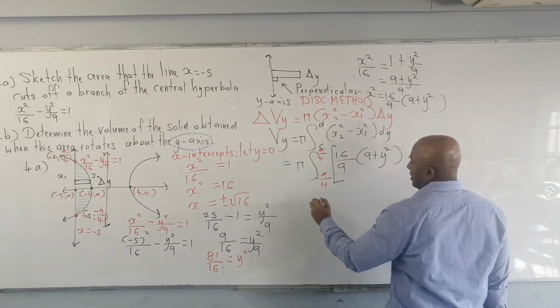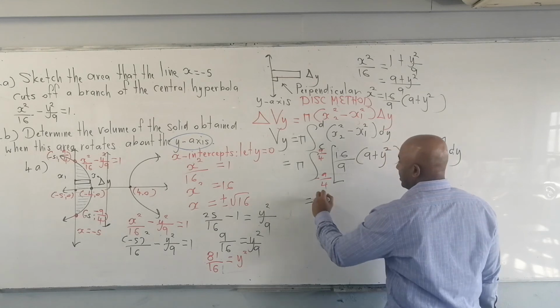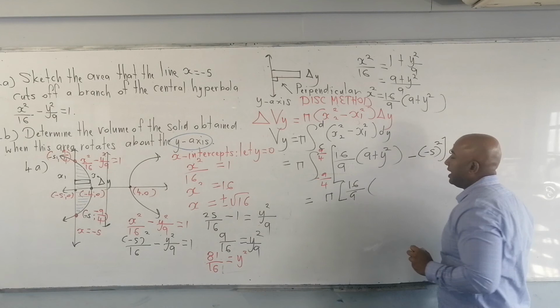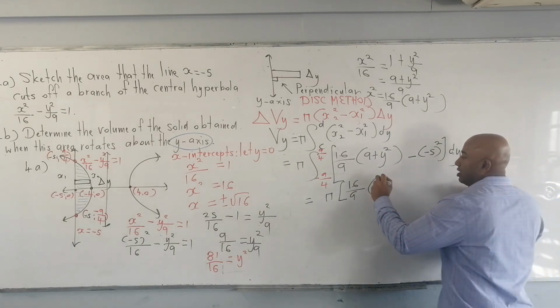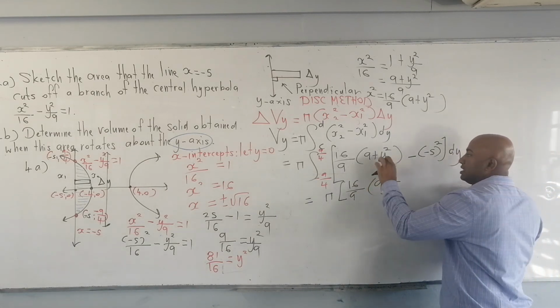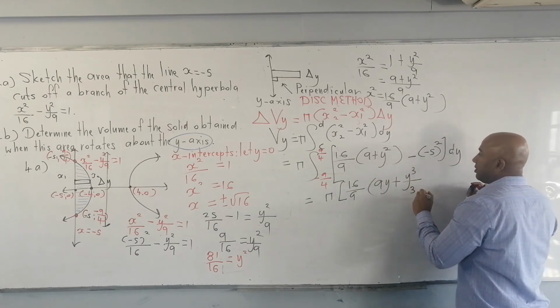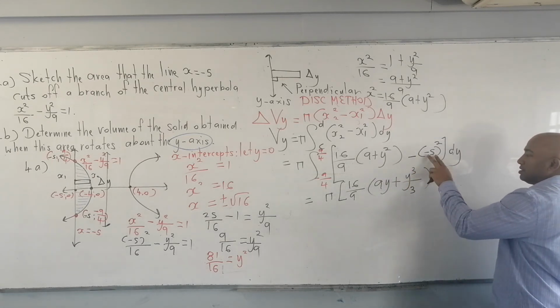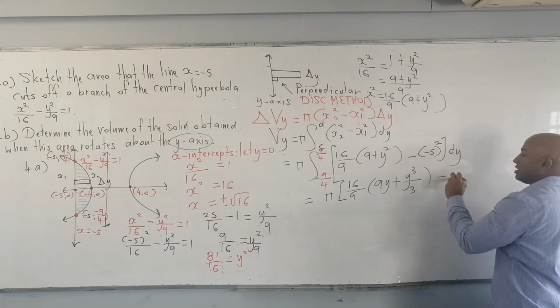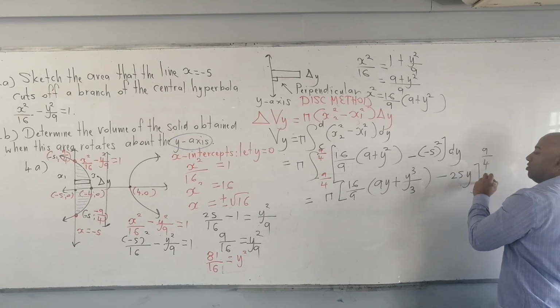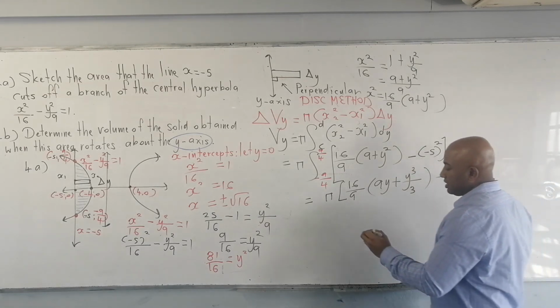Right. So now that's my pi, 16 over 9. I can integrate 9, so that will be 9y. Integrate y squared, so that will be y to the power 3 over 3. Minus 5 squared is 25, so that's going to be 25y. Substituting 9 over 4 and minus 9 over 4. Let's see what we get.